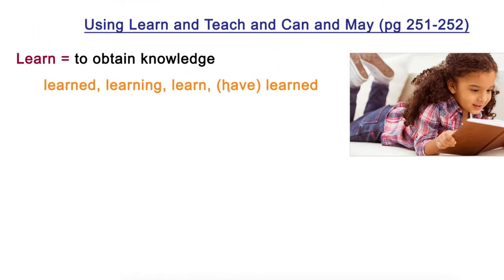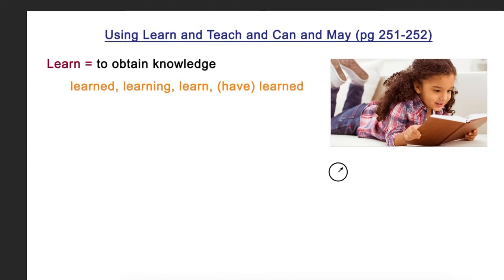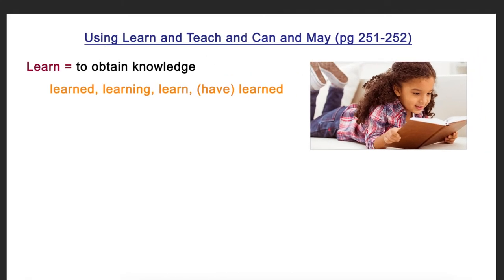Let me show you guys a picture. So here's a picture of a girl reading a book. So this girl, she is getting knowledge from the book, right? She is learning from the book. So I cannot say the girl is teaching the book because teaching is giving knowledge to something else. Is she giving knowledge to the book? No, of course not. She is receiving knowledge. Since she is getting knowledge from the book, I would say she is learning from the book. So let's go to the next example.